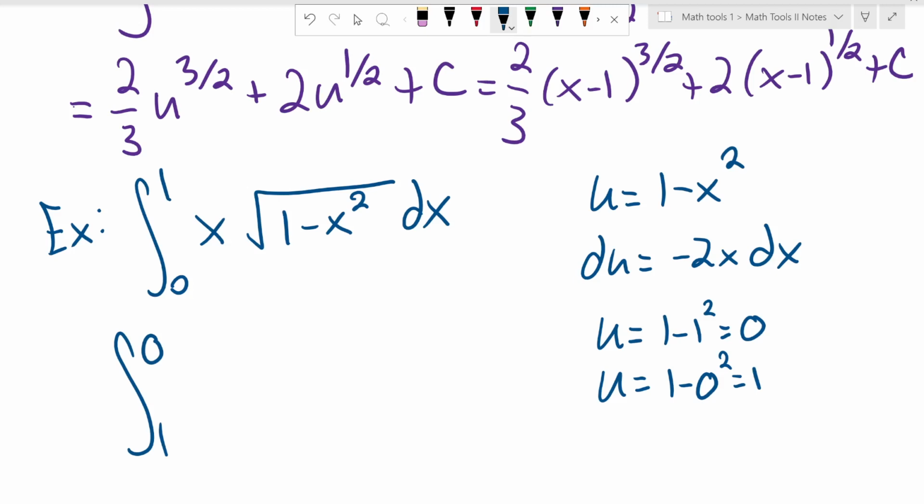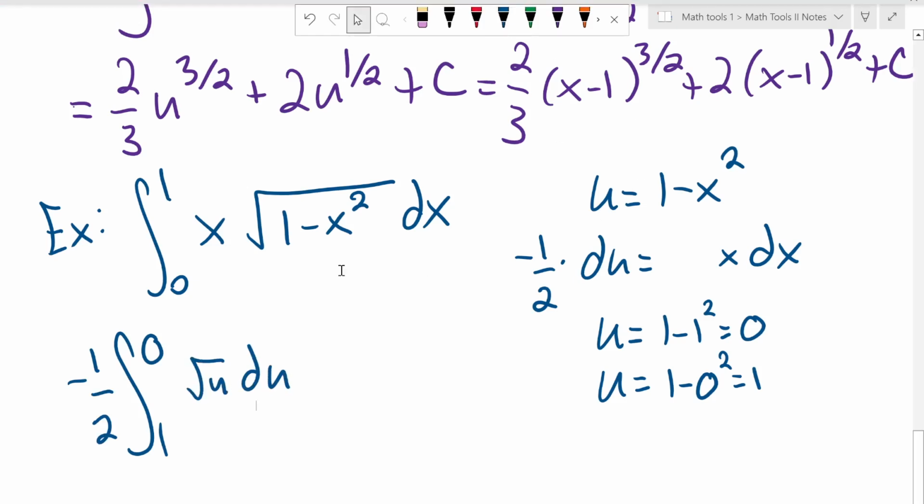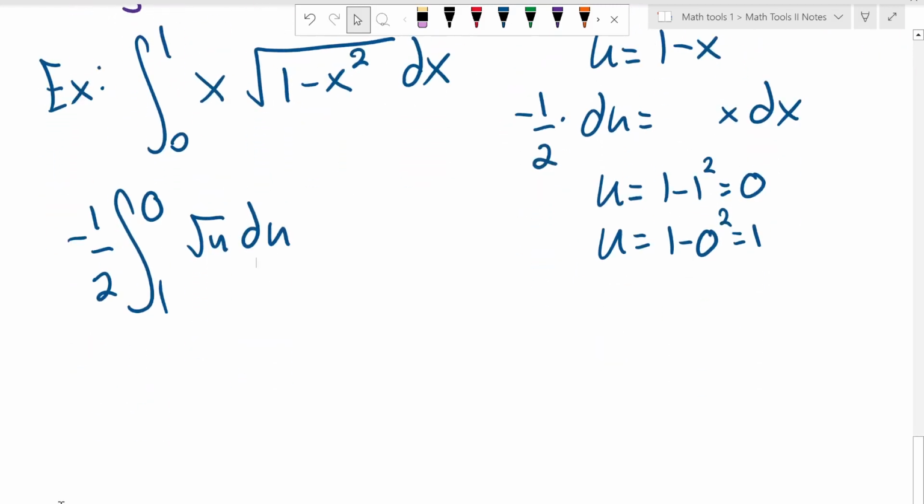And then also notice that this part right here is not exactly what we have on the outside, right? The negative 2x dx. So we'll want to bring that negative 2 over. So we'll bring the negative 1/2 onto the outside since that's a constant. And then we have the square root of u du. And then we can go ahead and integrate that. We're not even going to need to sub the x back in because we changed the bounds and this is a definite integral.